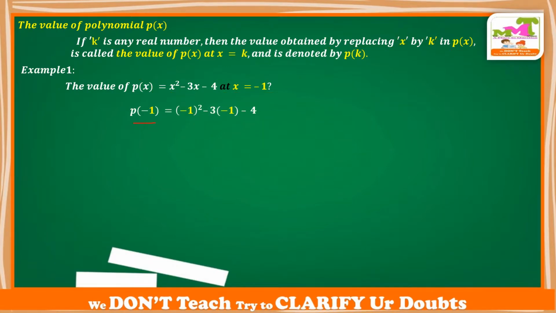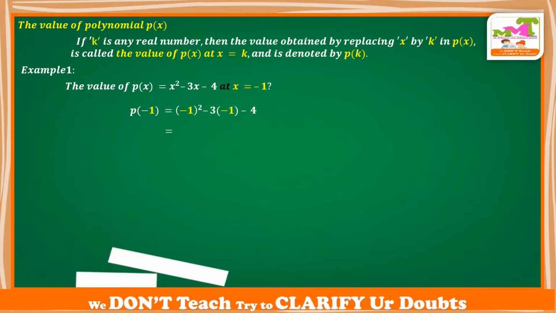Here, p of minus 1, instead of x we have substituted minus 1. Here for x square we have written minus 1 the square, and for 3x we have written 3 into minus 1, and 4. So I mean to tell you that instead of x we have replaced it by minus 1. Done. What's the next step?